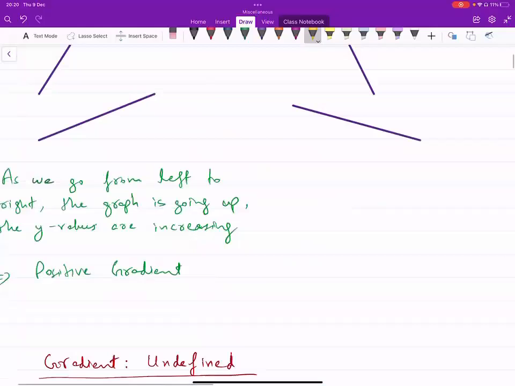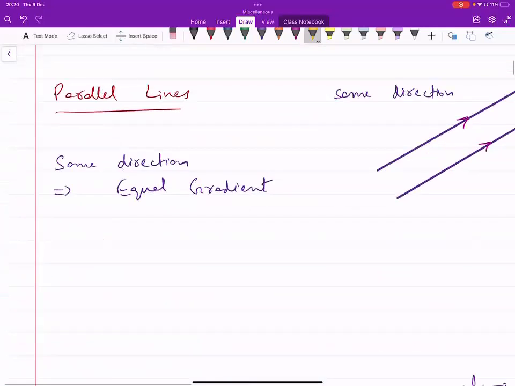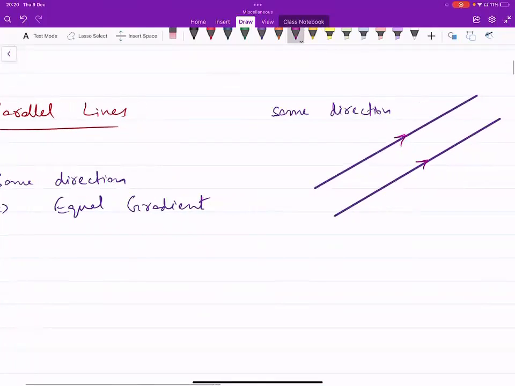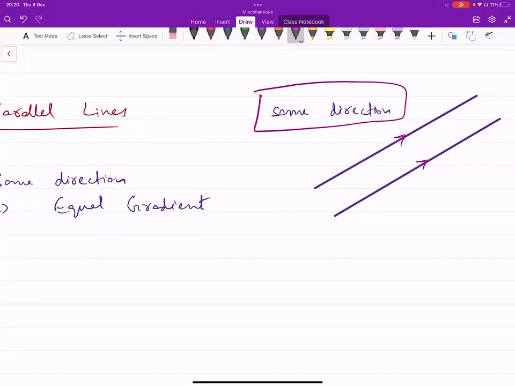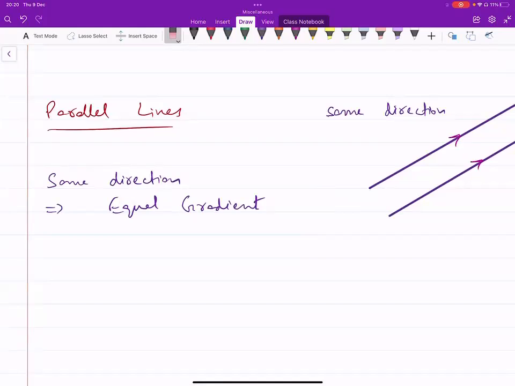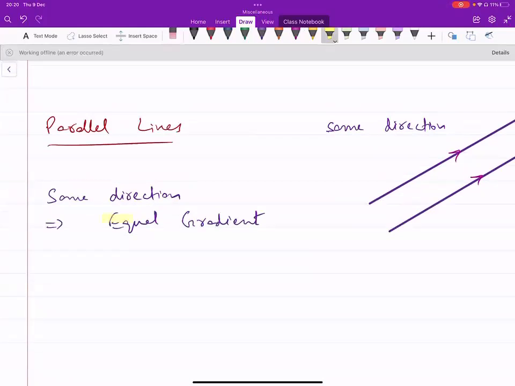Okay, अच्छा, so we talked about gradient before. Gradient से related हमारे पास एक concept होता है that's called parallel lines. Okay, parallel lines क्या होती हैं? Parallel lines are two lines that have the same direction, right? They're going in the same direction. For example, these two lines that you see here, they have the same direction. Parallel lines के case के अंदर क्या होता है? The gradient is equal, right? The gradient of parallel lines is equal.